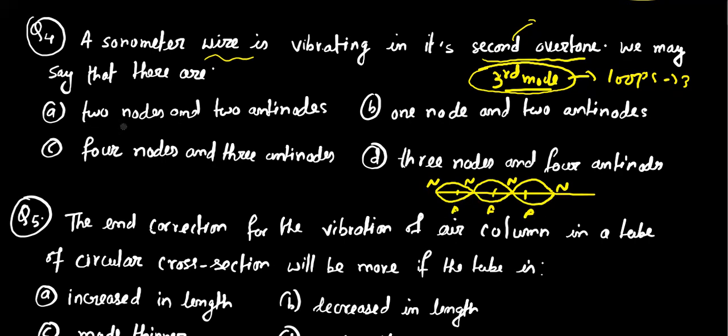So option A, two nodes and two antinodes, is not correct. One node and two antinodes is also incorrect. Four nodes and three antinodes, so this is the correct option.